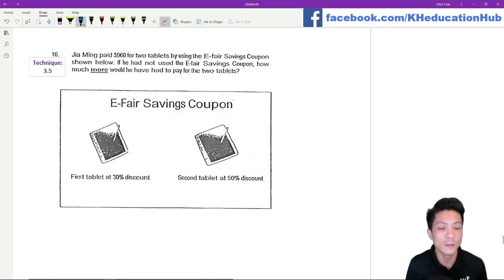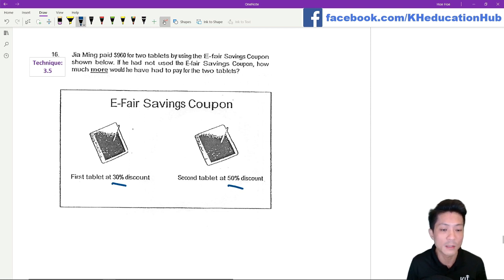Question 16. Jiaming paid $960 for 2 tablets using the eFair savings coupon shown below. If he had not used the eFair savings coupon, how much more would he have had to pay for the 2 tablets? So using the coupon, you will enjoy a 30% discount off the first tablet and 50% discount off the second tablet.